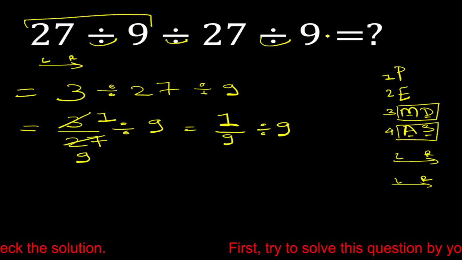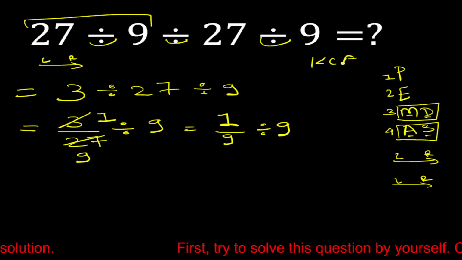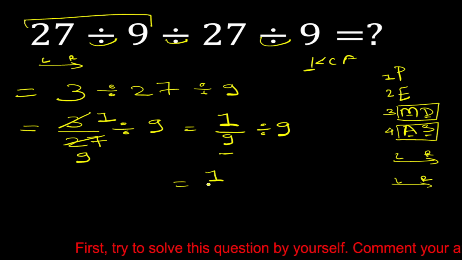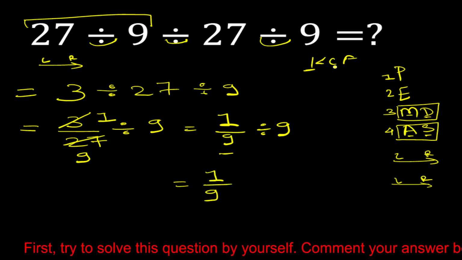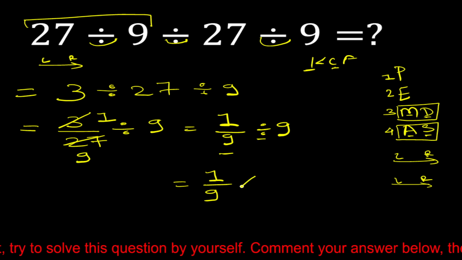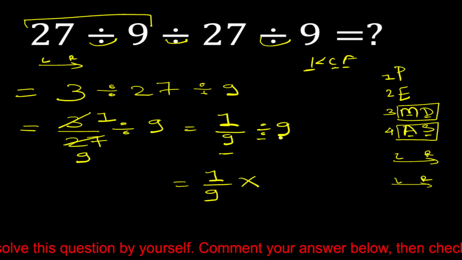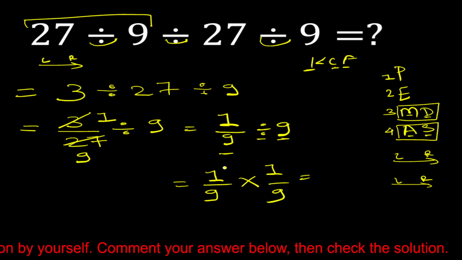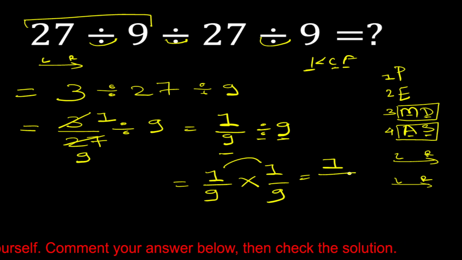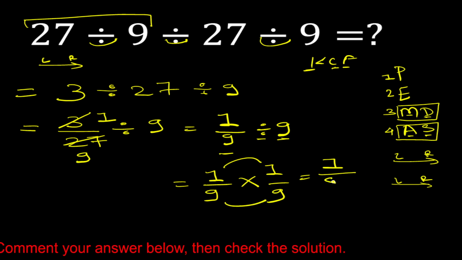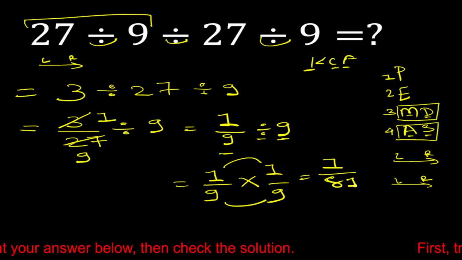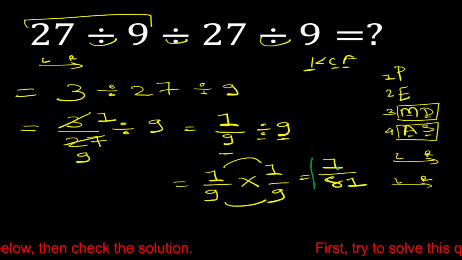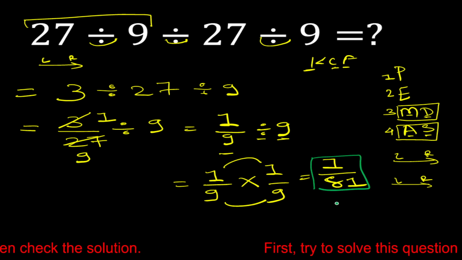Okay, now according to the KCF rule, K means keep this first fraction 1 upon 9 as it is, the same. C means change this sign from division to multiplication. F means flip this last fraction 9 to 1 upon 9. So 1 multiplied by 1 is equal to 1, and 9 multiplied by 9 is equal to 81. Okay, so now the correct answer is 1 upon 81.